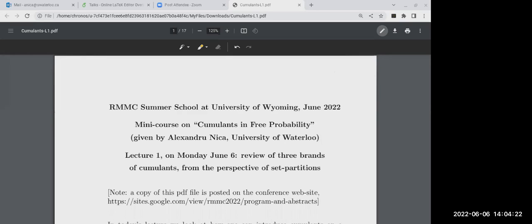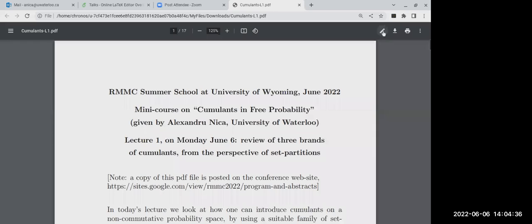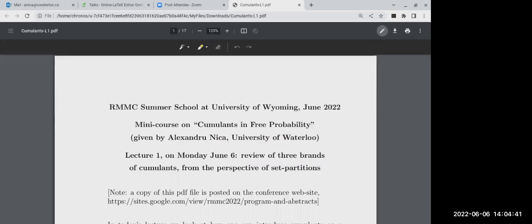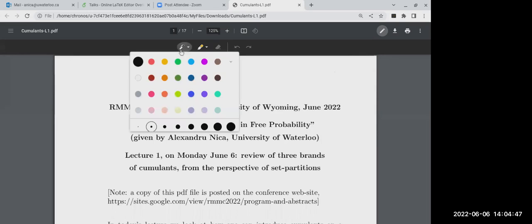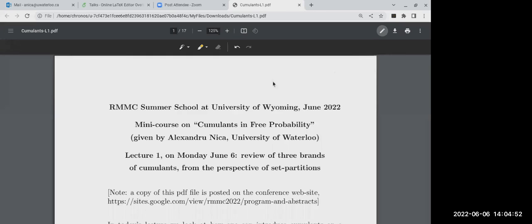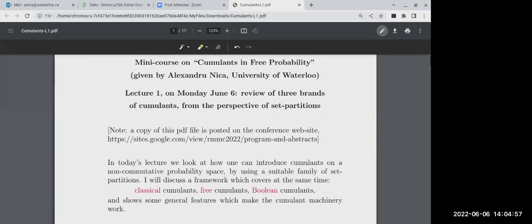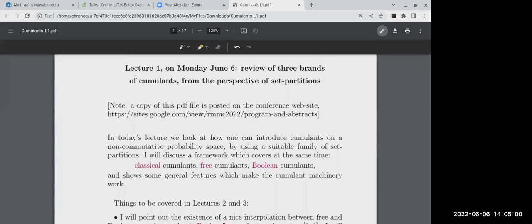So I will go over this file and explain this thing. I think the full title of the course is "New Applications, Recent Applications of Cumulants in Free Probability, specifically in calculations with free random variables". But this lecture is about cumulants.